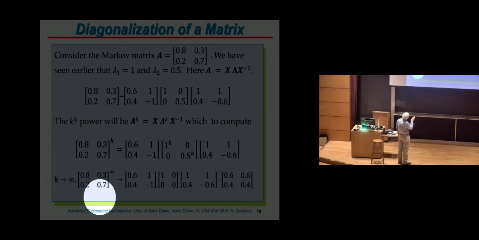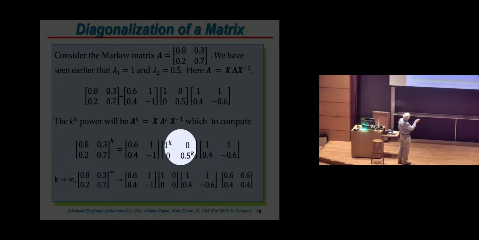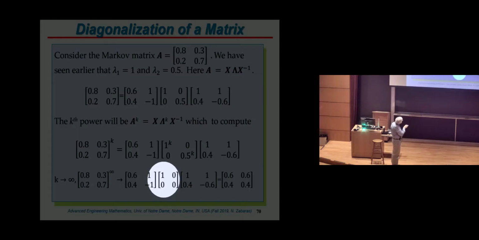So when I compute A to a power k, and I take k to go to infinity, what is 0.5 to infinity? When you take 0.5 to the 1,000th power, as you keep multiplying 0.5 with itself, what do you get? 0. So the idea here is you get a diagonal matrix that has only 1 there, okay? So notice something interesting. As k goes to infinity, this matrix goes to this matrix.